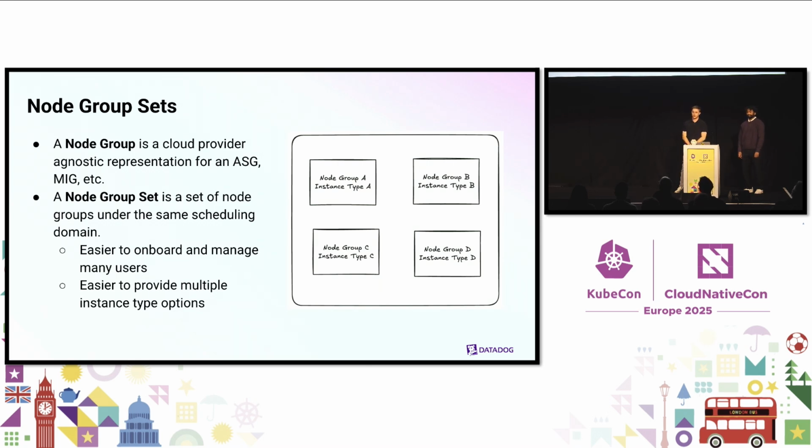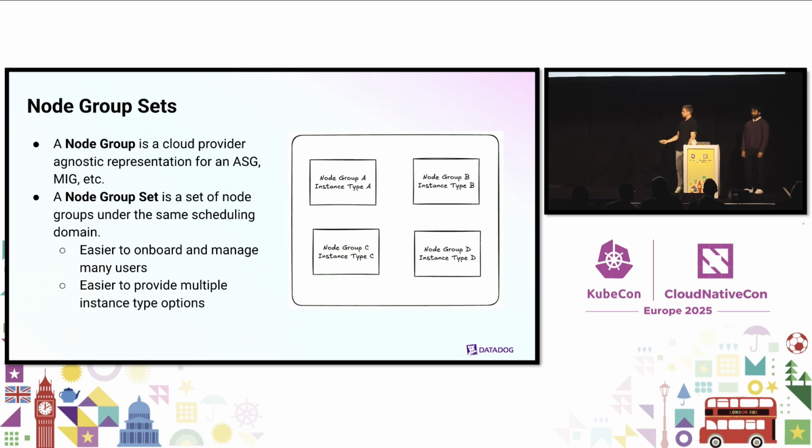We have one more abstraction on top of a node group, which we call a node group set. A node group set is a set of node groups that falls under the same scheduling domain. So what that means is, if an application specifies a toleration or a node affinity for our node group set, then they could schedule onto any of the underlying node groups that would fit their pod.